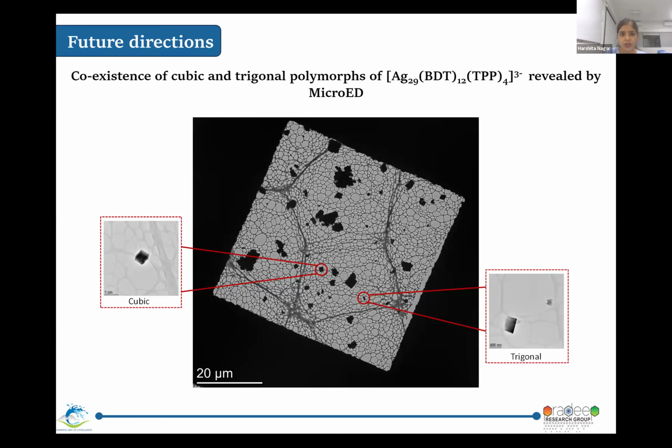And coming to the future direction, we started with this very small nuclearity cluster of copper 4. Now our aim is to develop this technique for large nuclearity clusters as well. So we are working with the Ag29 nanocluster, which is protected with benzene dithiol and triphenylphosphine. In this work, what we have found in this particular cluster is that it has two polymorphs, one cubic and one trigonal. In a particular grid square, as I mentioned, we have a grid square preset, we are able to get both the polymorphs. Now we are trying to solve their crystal structure.